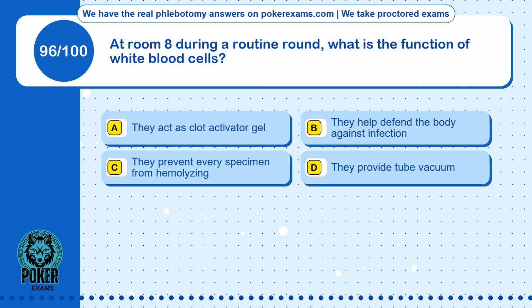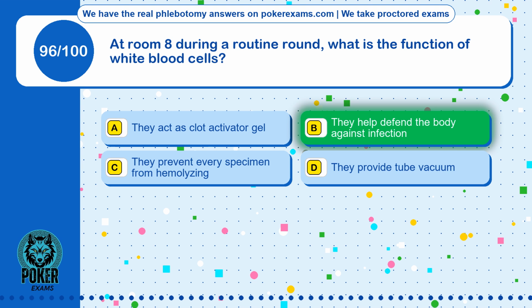Question 96. At room 8 during a routine round, what is the function of white blood cells? Option A. They act as clot activator gel. Option B. They help defend the body against infection. Option C. They prevent every specimen from hemolyzing. Option D. They provide tube vacuum.